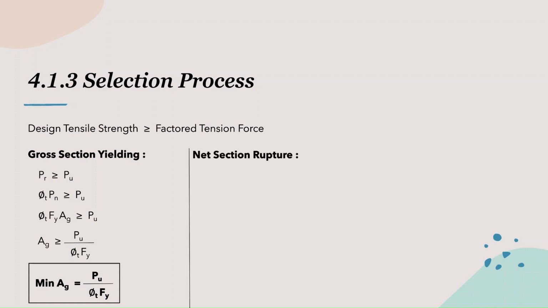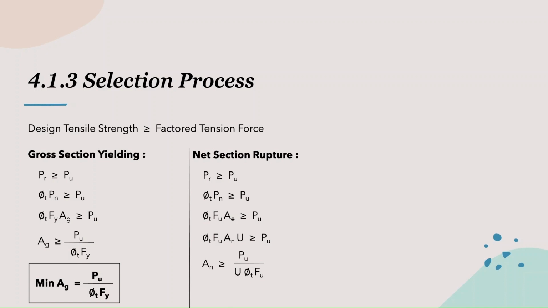Now we need to compute the required gross area for net section rupture as well. We know that the design tensile strength should be equal to or greater than the factored tension force. The design strength is the nominal strength times the resistance factor. Note that the resistance factor to be used here is 0.75 and not 0.9. The nominal strength under rupture is the ultimate tensile stress Fu times the effective net area Ae. And as discussed in the earlier videos, the effective net area is the net area times the shear lag factor. So if I put net area as the subject of this equation, I get this formula. Here we got the minimum net area required to support the tension force Pu.